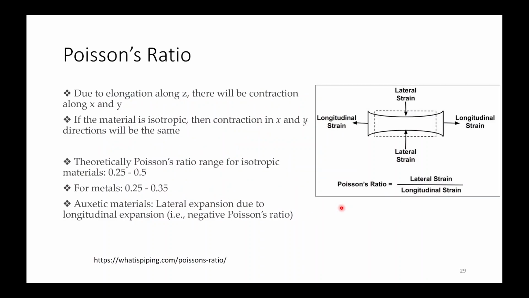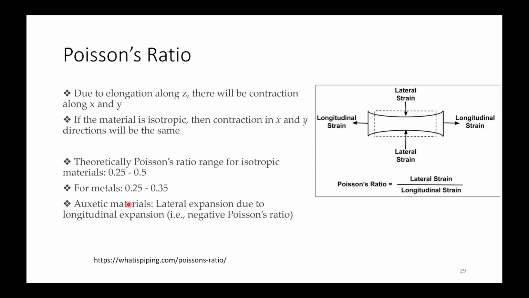For Poisson's ratio, due to elongation along the z direction, there will be contraction in the x and y directions. So if the material is isotropic, then the contraction in the x and y directions will be the same. And theoretically, the Poisson's ratio range for isotropic material is between 0.25 to 0.5, and for metals it's between 0.25 to 0.35.